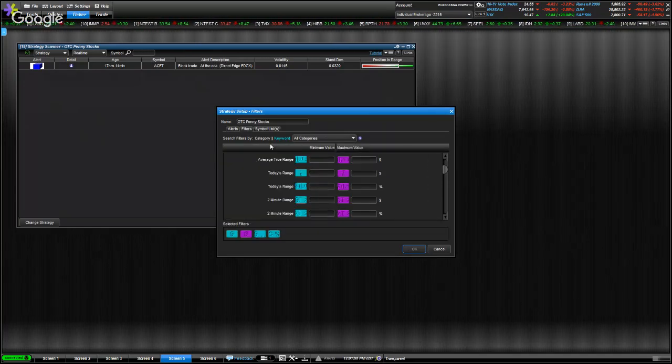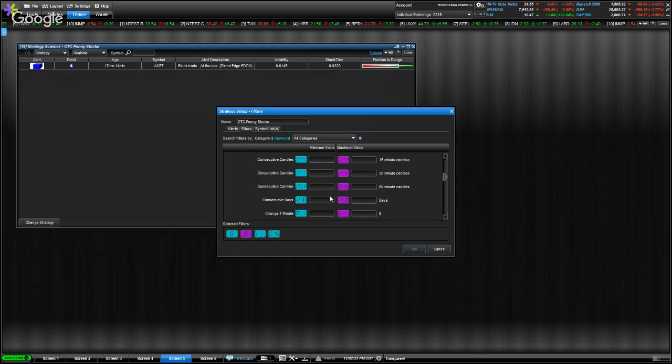Okay, next is the filters. I only use a couple of filters. First one I use is price. I like to pick 0.01 to $3.25. And then I utilize the dollar value, which is down here. So percent change from close. Basically, I want to see it's up at least 5% from what it closed at yesterday.